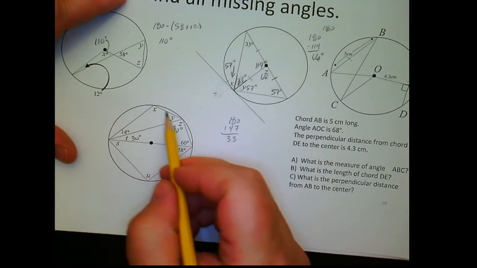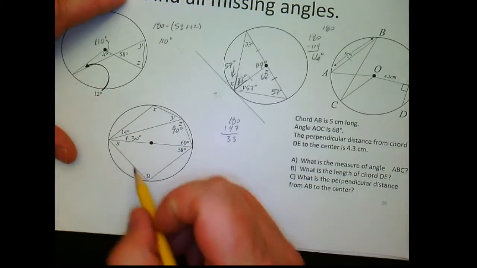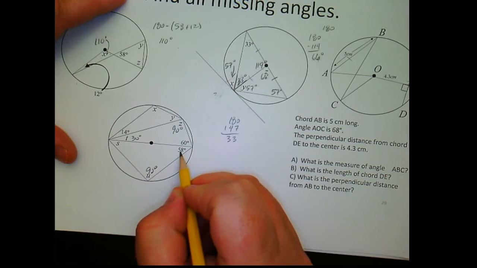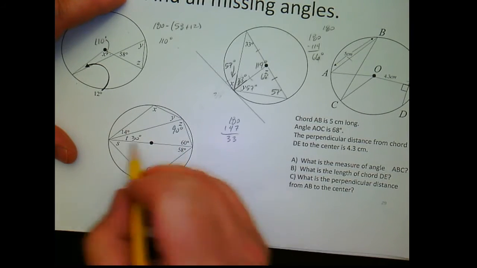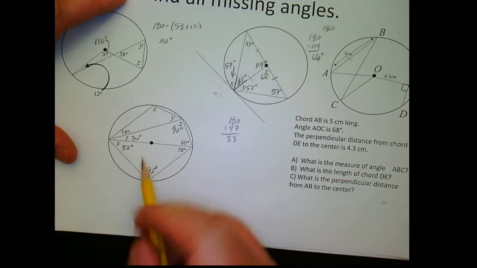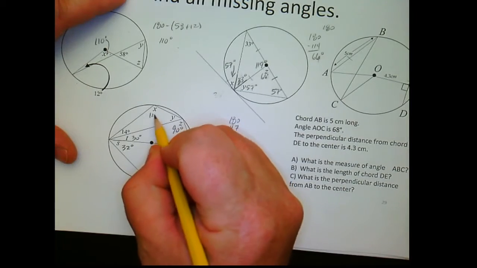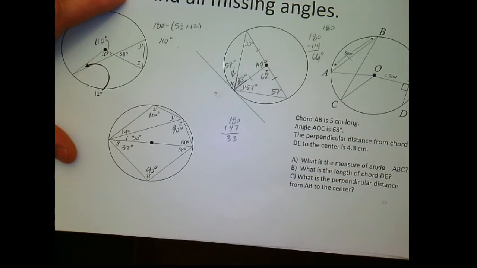Look at this one right here. We have 4 angles. This is 90 because it's lying on a triangle. This one has to add to 90 with that, so it's going to be 32. Okay, but look up here. We have a cyclic quadrilateral. So this is 60. That has to be 120 because opposite angles of a cyclic quadrilateral are supplementary.